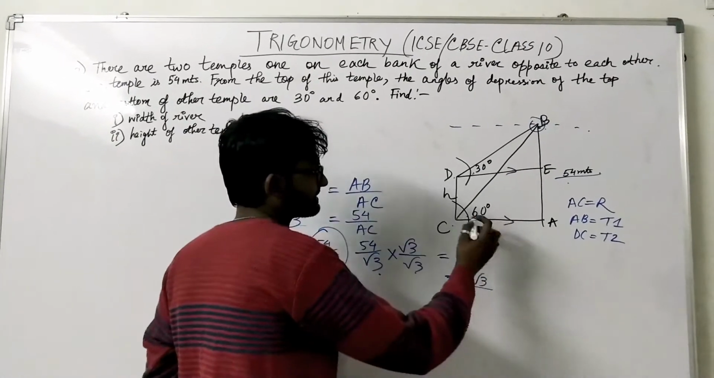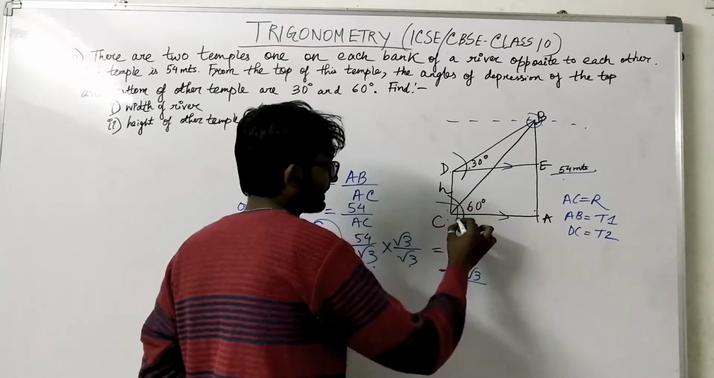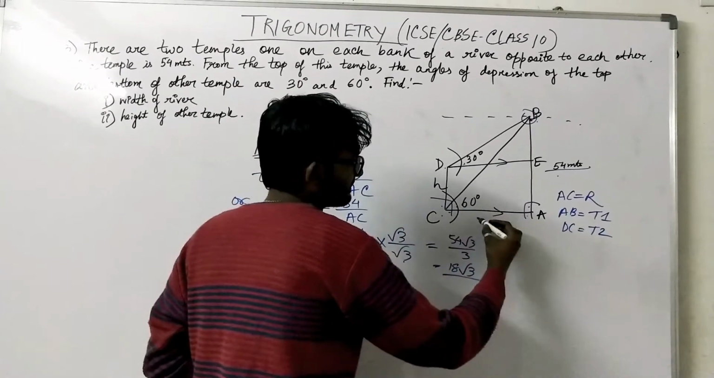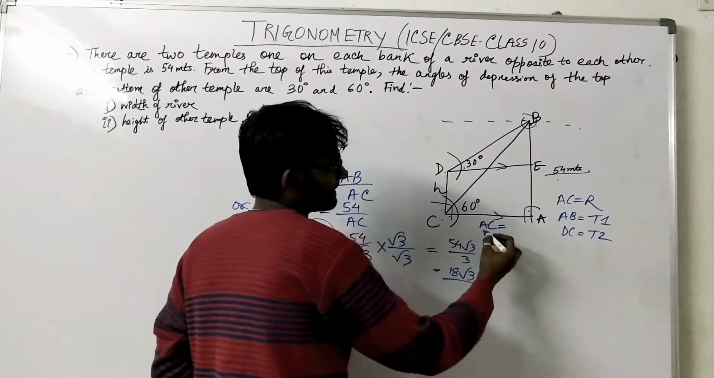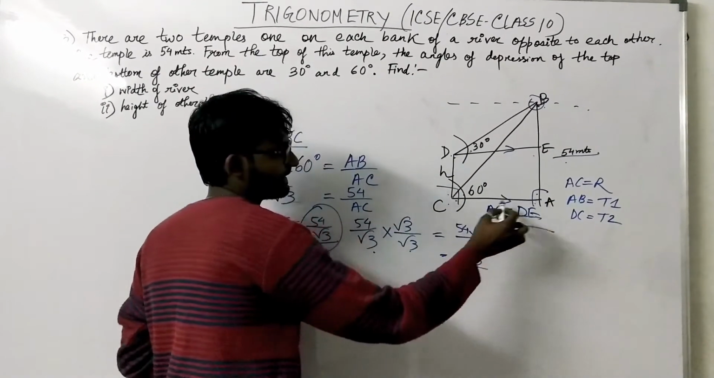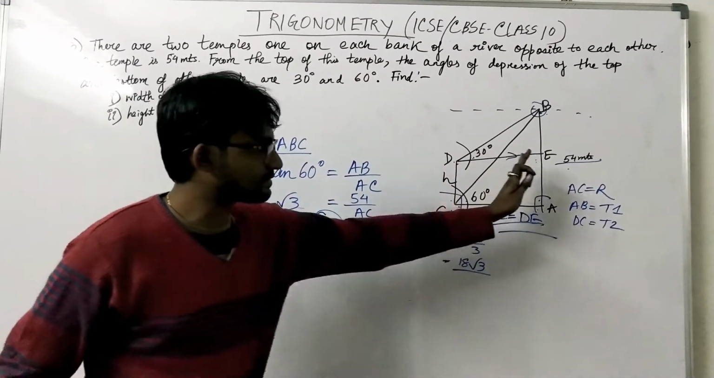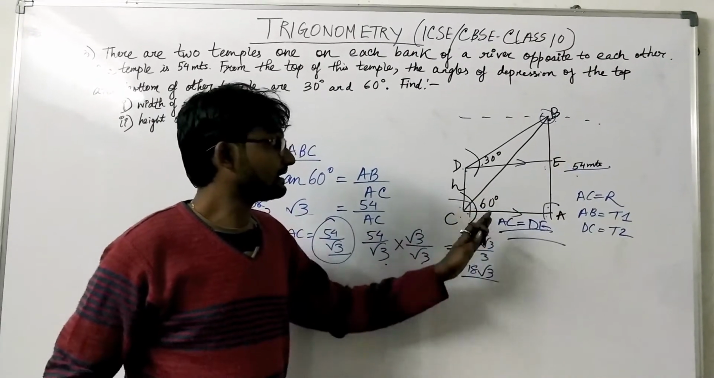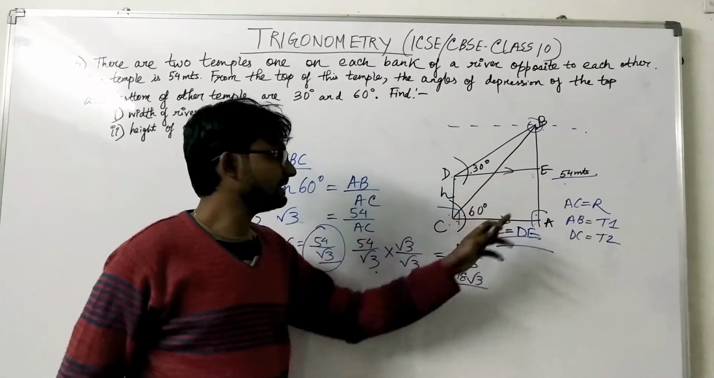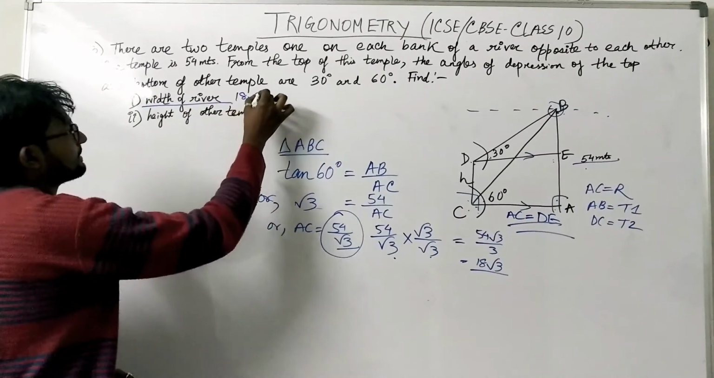From the figure you can understand that this whole angle is 90, and this whole angle is 90, so these two are parallel. So the measurement of AC will be equal to DE only. Remember that the value of AC will be equal to DE, because these two lines are parallel, standing at 90 degrees to each other. So this measurement of AC, the width of the river, is equal to DE. So the first answer we have got: the width of the river is 18√3.